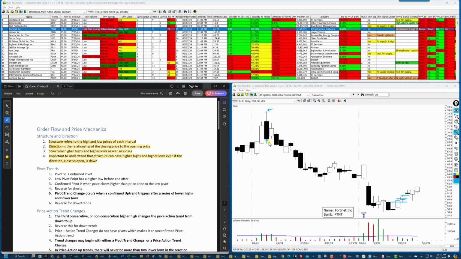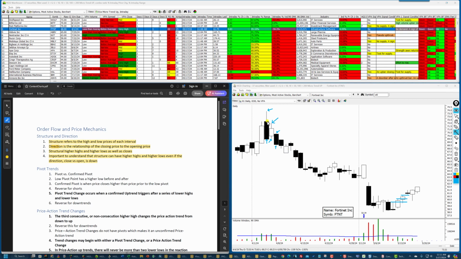Now what happened the next day? Structurally, this is a positive candle. Here's the direction of the closing price to the opening price right here. This is the structure. Here's the high, here's the low. But then the following day, you can see it was a black candle. So the structure, the high and the low, is a negative structure, and the direction is negative too.